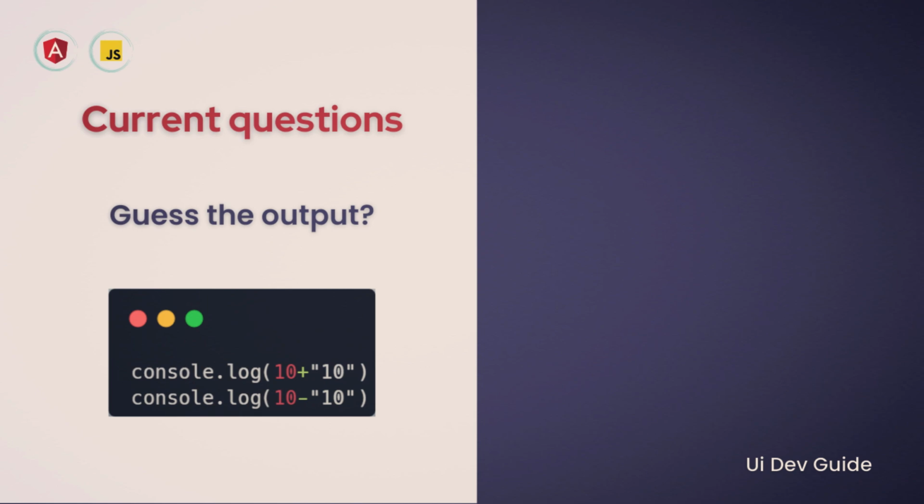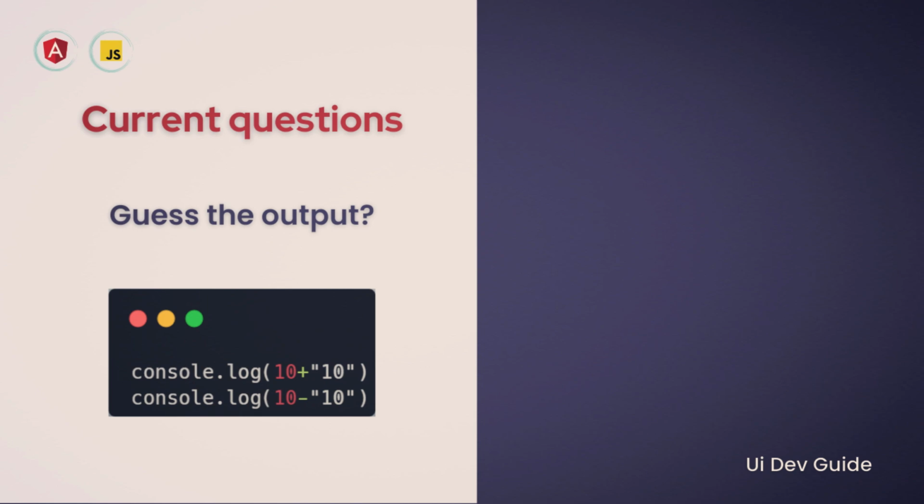So we have two console.logs here, correct? What will they print? What do you think? For the second, it will print 0. And for the first one, it will print 1010. Okay. And why 1010 and 0?